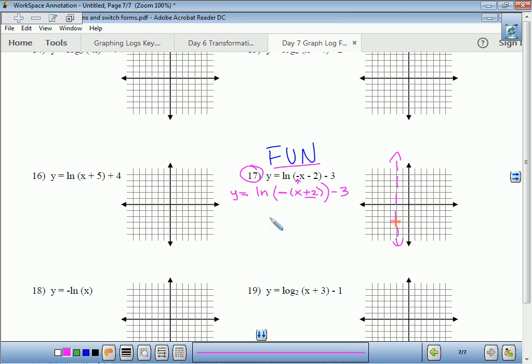I've got natural log, so it's base e. So this is e to the y equals my x. So e to the negative first is 1 over 2.7. E to the 0 is 1. E to the first is about 2.7.